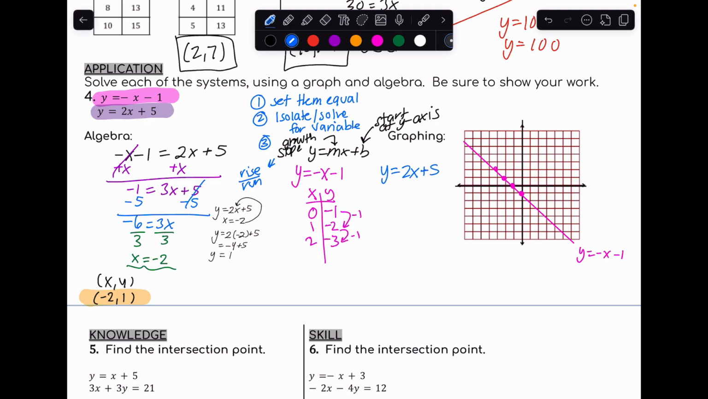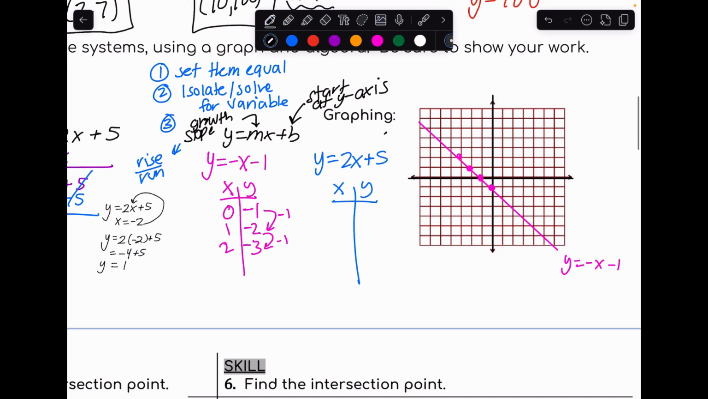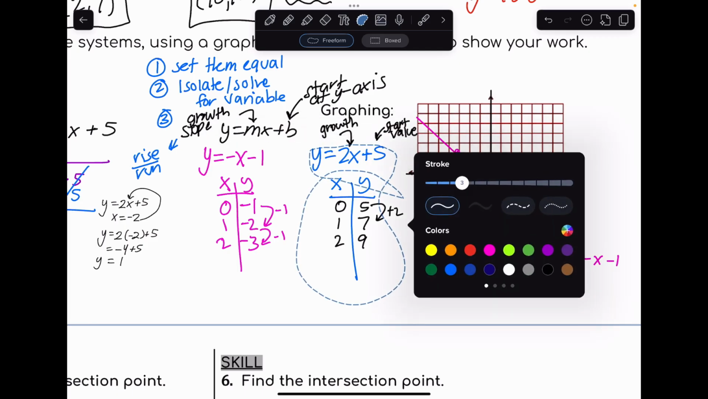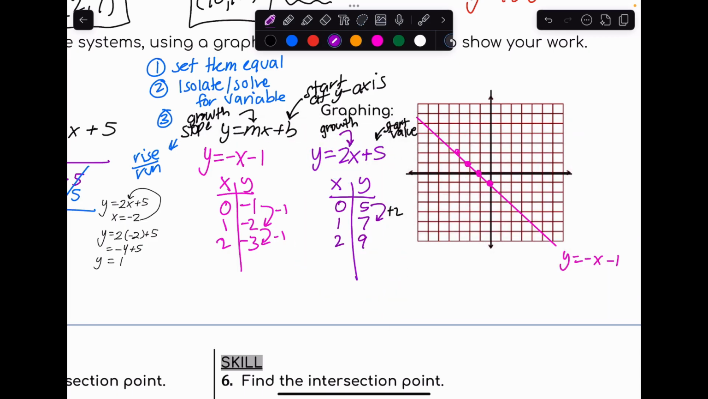You could use the same way that I just solved with rise over run, but I'm going to create a table. So I know that this right here is my start value, 5, when I'm at 0. And I know my growth is 2, because it tells me right here is my growth, which is your slope, your rate of change. So if I add 2, I get 7 and I get 9. So let's graph those really quick. I'm going to create it in purple. Okay, so if I graph that, I have 0, 5: 1, 2, 3, 4, 5. And then 1, 7.